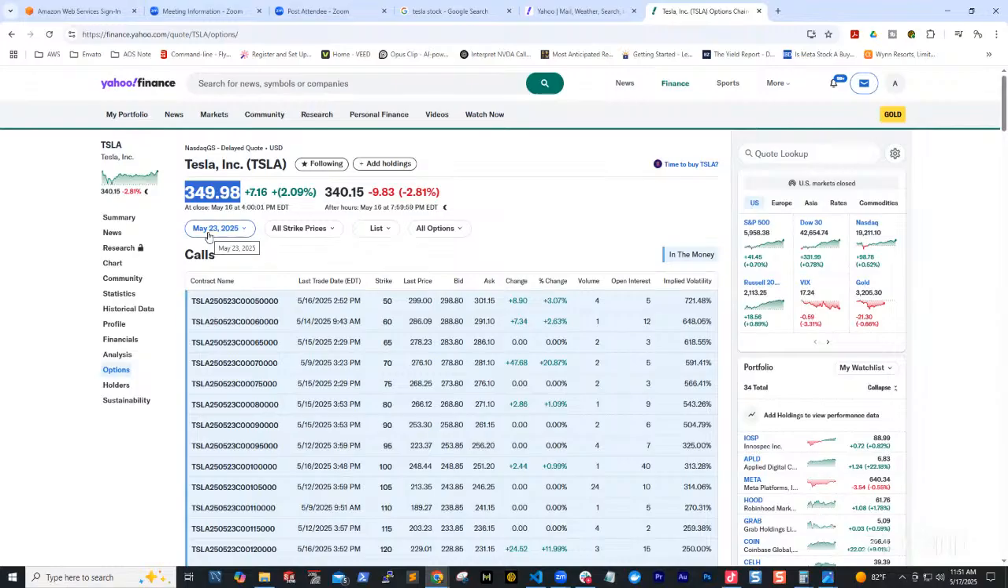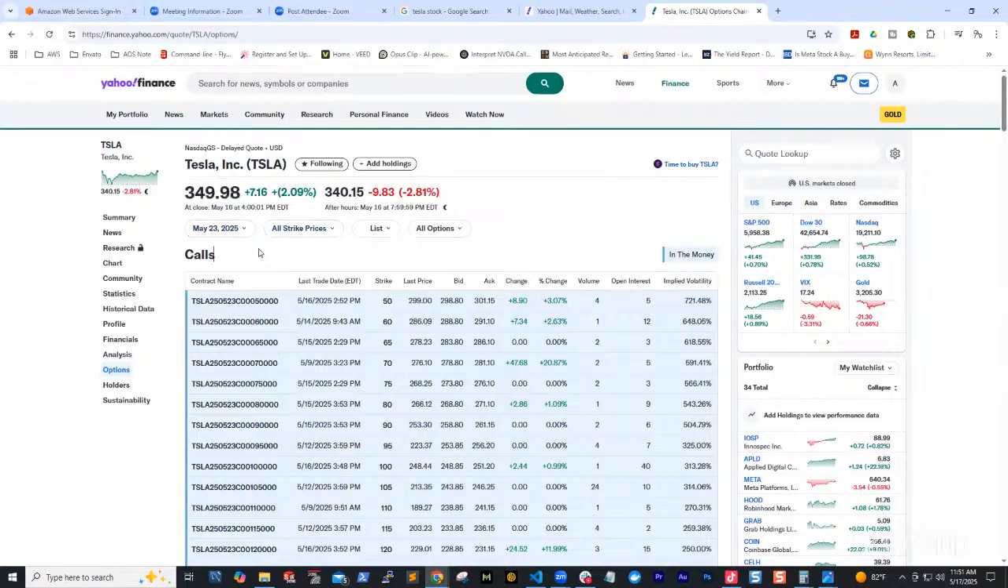So the earliest contract expiration date you can get is 1 week. There are some contracts that go day by day, but the majority of them are every week, right? So you can see this date here is May 23rd, right? You can pick any date you want. May 23rd is next Friday, right?